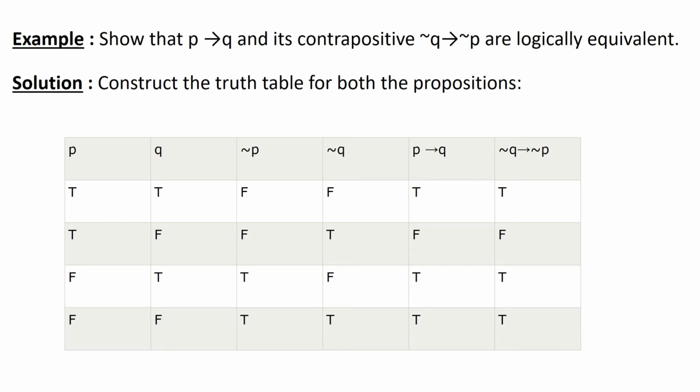If P is false, its negation is true. Similarly, if Q is true, its negation is F. If Q is F, its negation is true. So P then Q is only false when P is true and Q is false, otherwise it is true. Similarly, negation of Q then negation of P is false when negation of Q is true and negation of P is false, otherwise it is true.